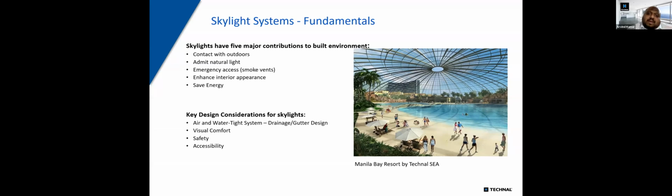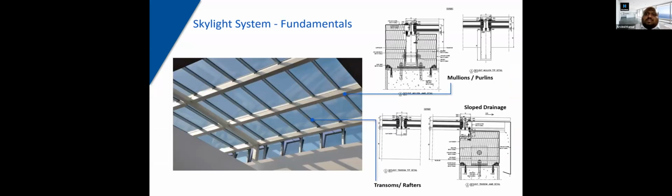Like the facade, it needs to be air and watertight. It needs to have an additional feature, which is the drainage and gutter design. It's very important. It needs to give you visual comfort. It has to have safety, like the smoke vents and all the access points in the event of a fire, and accessibility, because we need to clean and maintain this facade, so we need to keep that also into consideration.